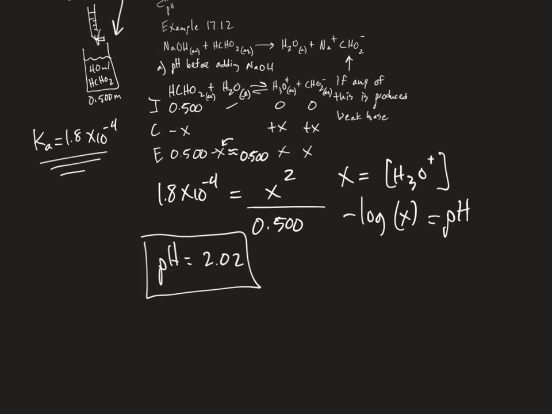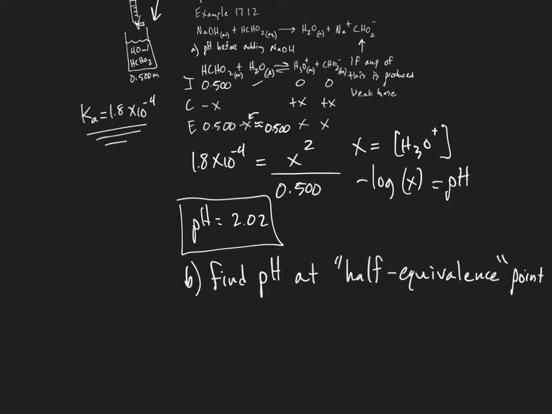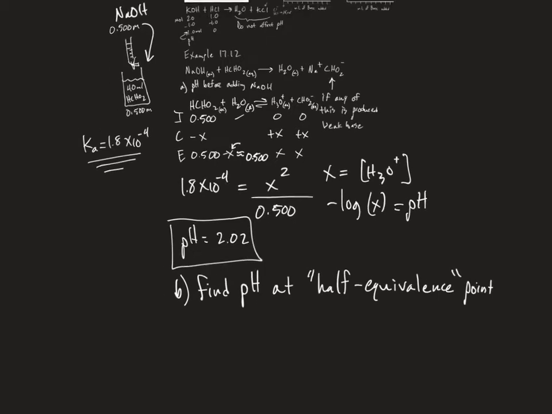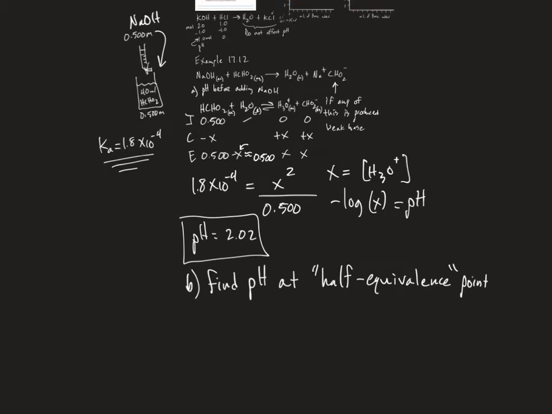Part B in the book asks us to find the pH at the half equivalence point. I think I spelled this wrong last time, but not today. Remember what the equivalence point meant? That means we need to add exactly the amount of base to the acid to react it all fully. So a half equivalence point means we're going to add enough moles of NaOH to react with half of our initial acid. So how many moles, or millimoles, of acid do we actually have?